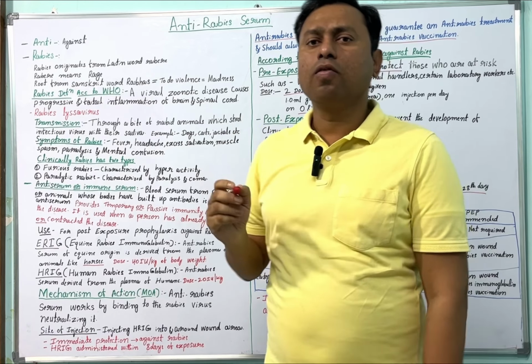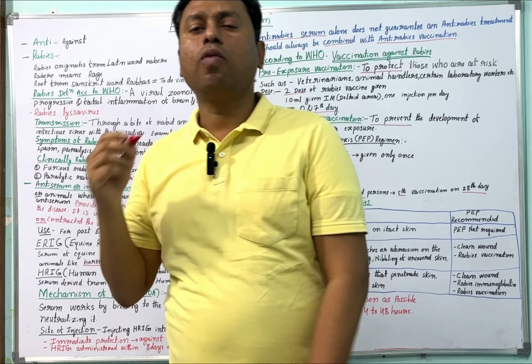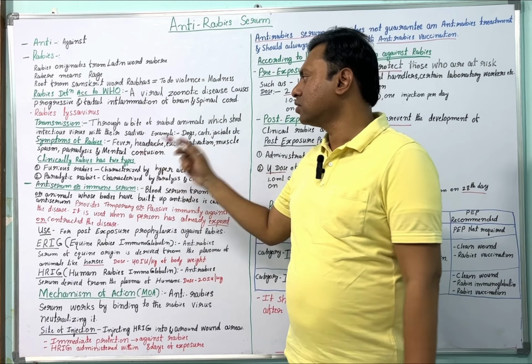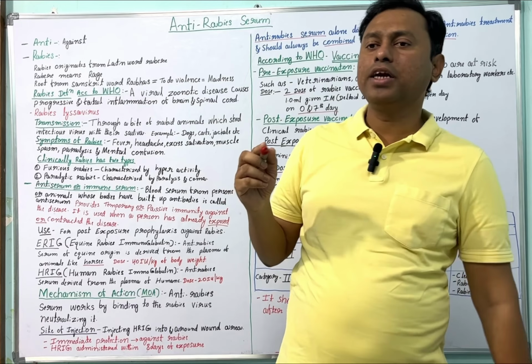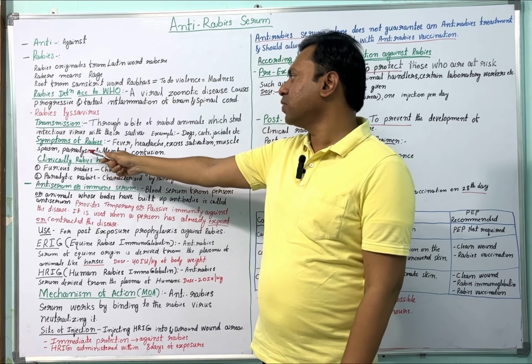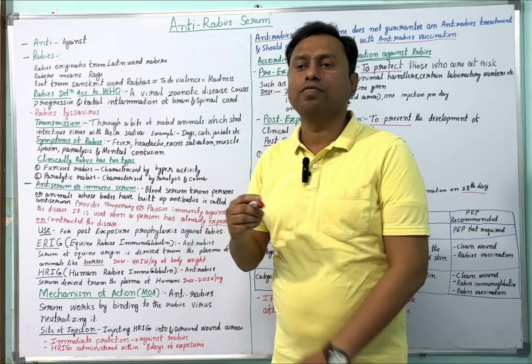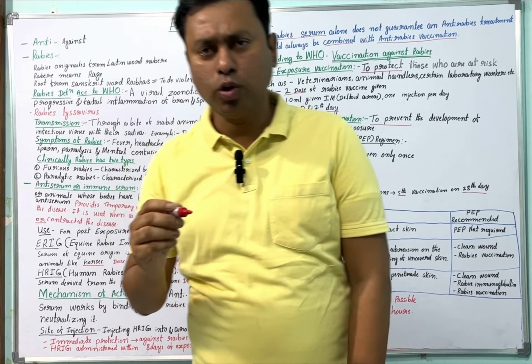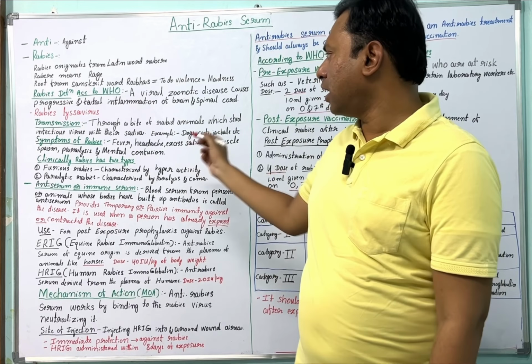Now we'll study the symptoms. What symptoms are produced due to rabies? In the early stage, the symptoms are fever, headache, excessive salivation, muscle spasm and paralysis, mental confusion and hydrophobia. These symptoms are produced due to the rabies disease.